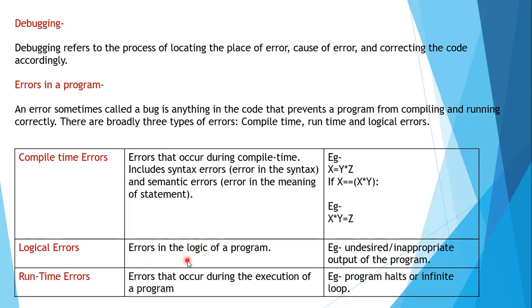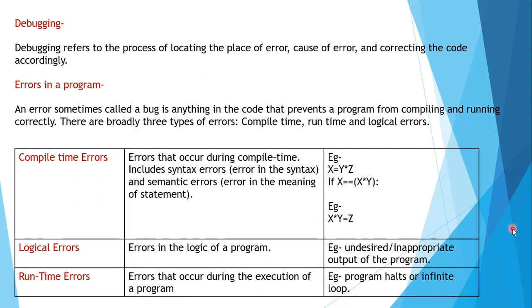Next is the logical errors. Logical errors are errors in the logic of a program. If you have written a wrong logic, that is going to raise a logical error. For example, if you have written code and the output you were expecting is not coming and something else is coming, that means you have made a mistake in the logic of the program. Suppose you are expecting the result of an addition and the result is not coming, that means you have done something wrong in the code, and that is why it is producing an undesired or inappropriate output. Those are the logical errors.